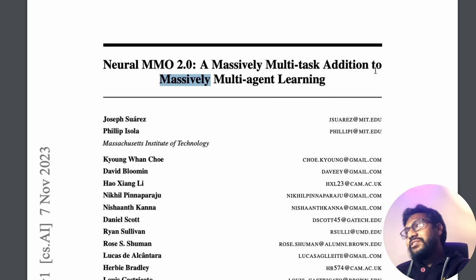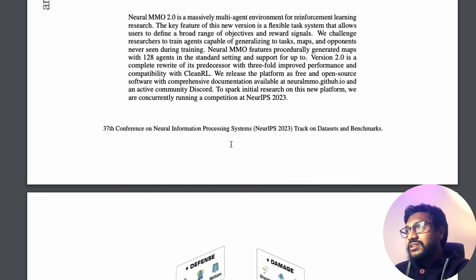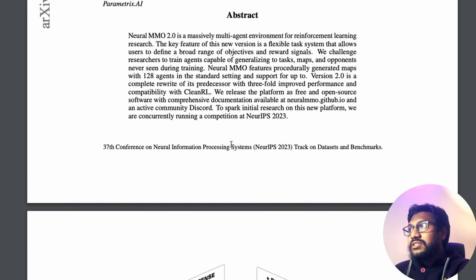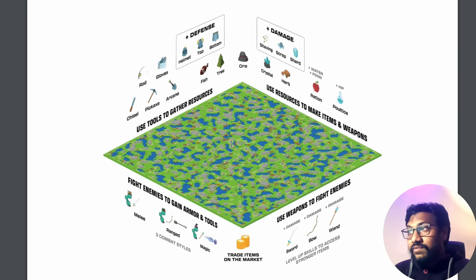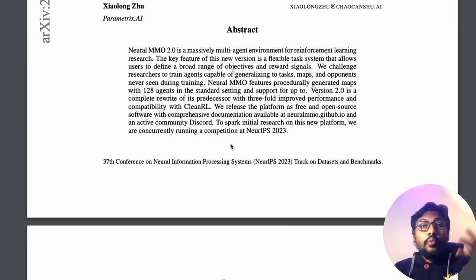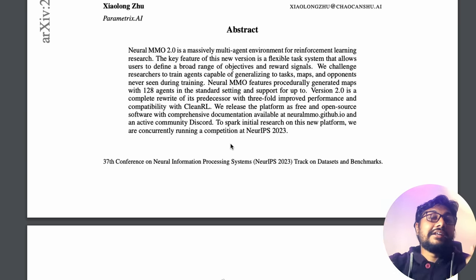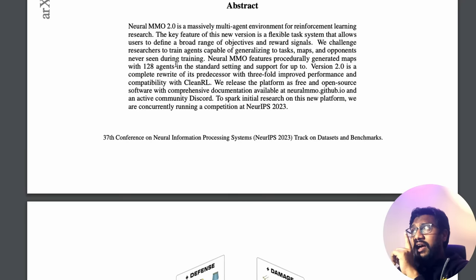A massively multitask addition to massively multi-agent learning. So what this is basically doing is trying to create a reinforcement learning environment where one agent is trained on a particular set of tasks, to see how well it can generalize beyond that particular task. Not just that, they have this paper.